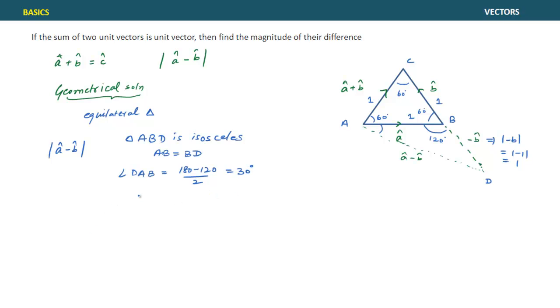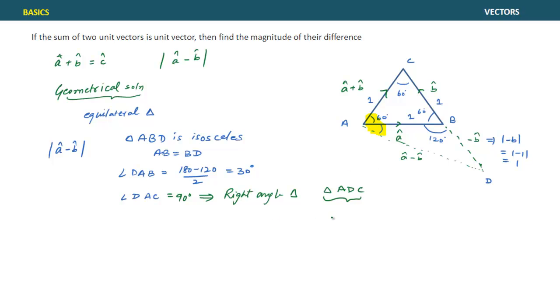Now let me see what is angle DAC, the complete angle. I'm talking about this particular angle, this whole angle. So this is DAC, which is 60 plus 30, so this comes out to be 90 degrees, which implies this is a right angle triangle, right? So triangle ADC is a right angle triangle at A, we know this.